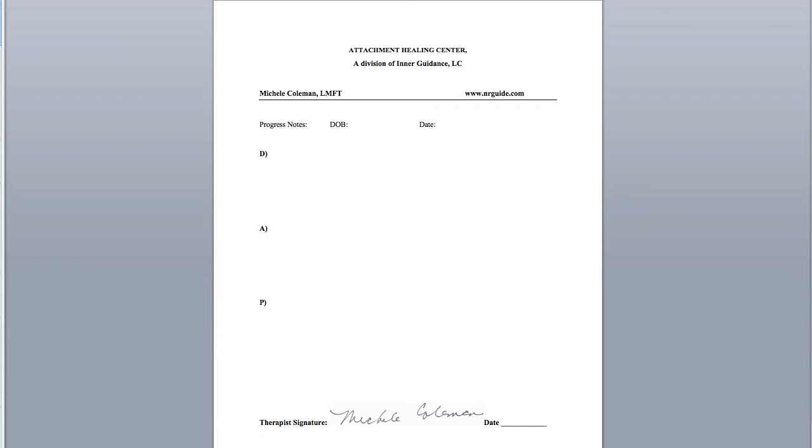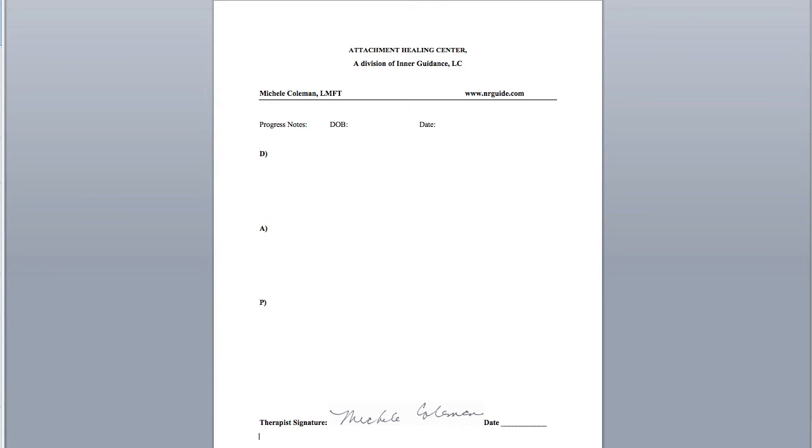In the P, that's the plan. So what is the next session? When is the next session planned for? What homework did you assign? In P, you do not want to talk about the ideas that you have for the next session. We write our notes with the thought in mind that they could be subpoenaed, that we would have to go to court to advocate for our clients.